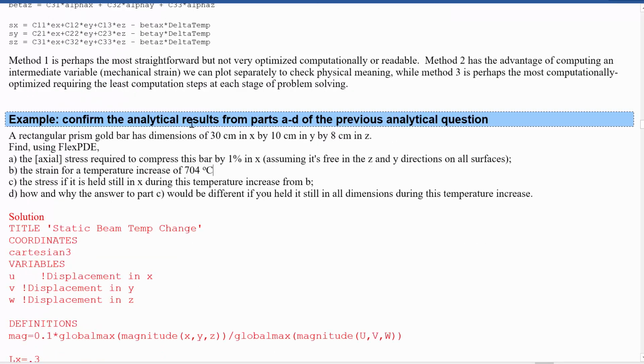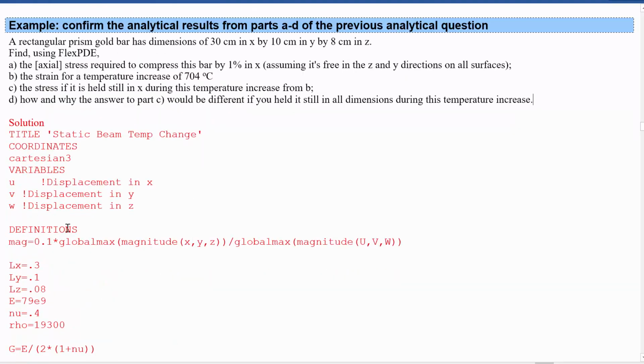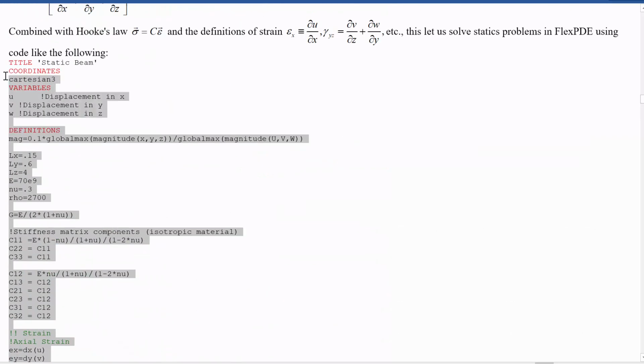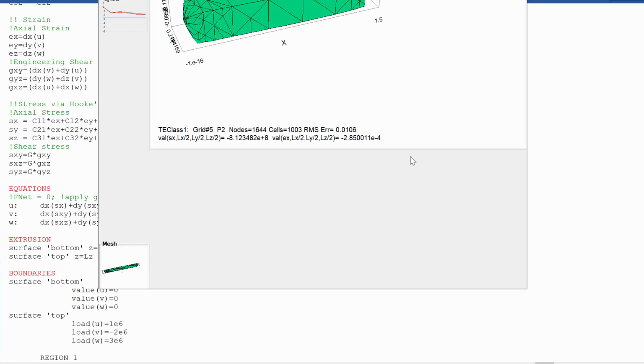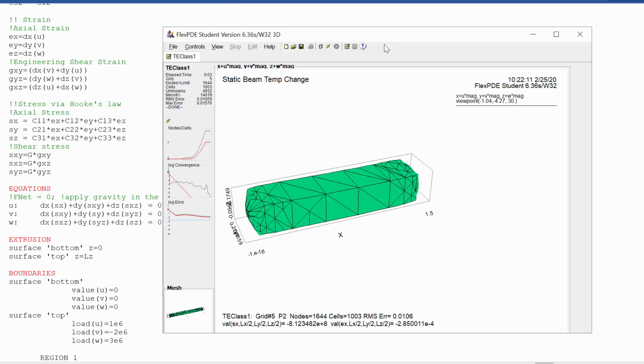All right, example, confirm the analytical results from parts A to D of the previous question. So that's basically find, using FlexPDE for this gold bar, the axial stress required to compress it by 1% in X, the strain for a temperature increase of 704 degrees, the stress if it's held still in X during this temperature increase, how and why the answer to part C would be different if you held it still in all dimensions during this temperature increase. All right, you can just copy in this code if you'd like. What you'll probably learn more if you do is start with something like a previous statics code and work from that to modify it accordingly.